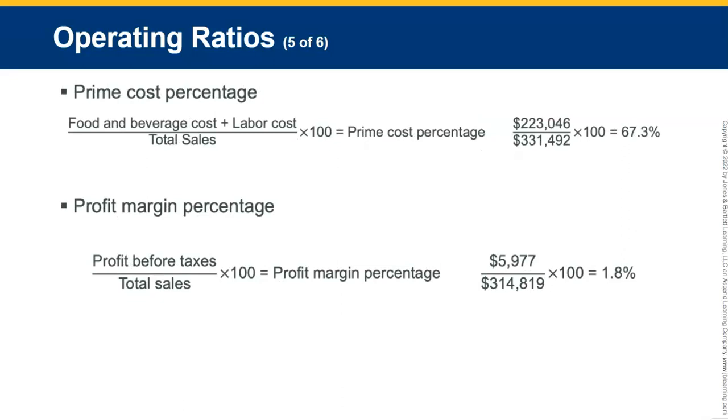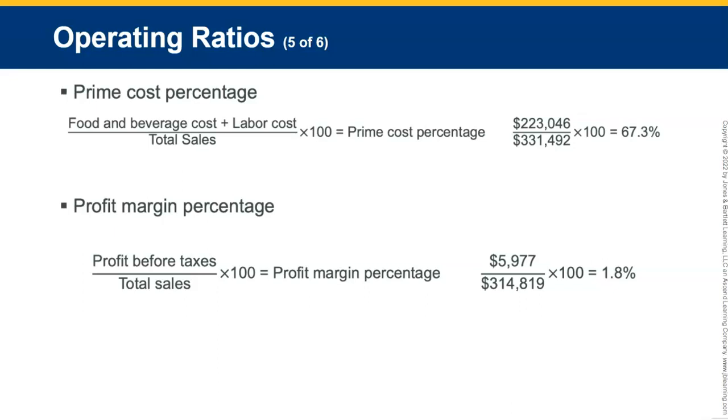Speaking of prime cost percentage, this is the formula. So it's food and beverage cost plus your labor cost divided by total sales multiplied by 100 gives you your prime cost percentage. So our total food, beverage, and labor cost is $223,046. Our total sales has remained the same throughout all of these slides at $331,492. Multiply that by 100 and it gives us 67.3%.